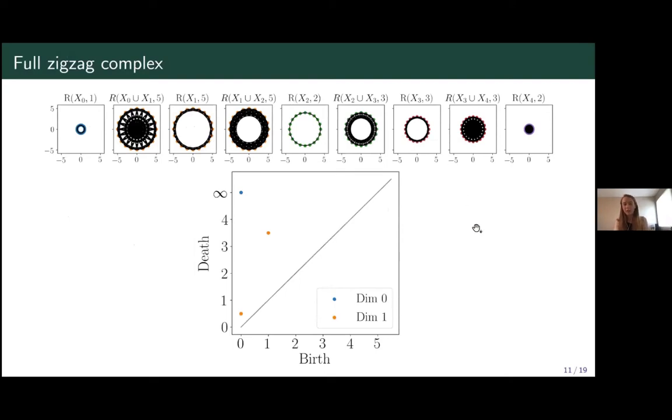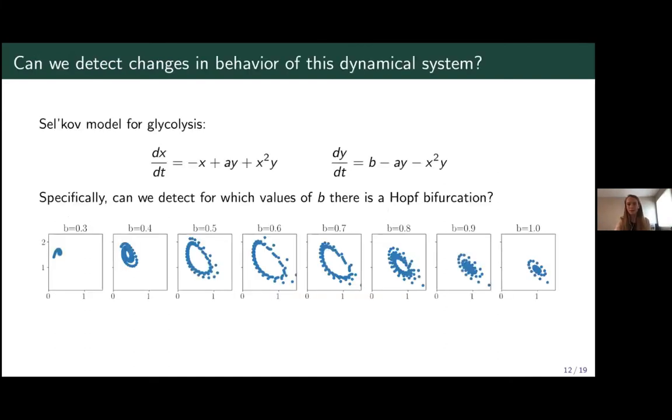This is clearly a very nice example, right? When do we ever see perfect circles in real data? It just doesn't happen. So let's look at a real dynamical system for an example.